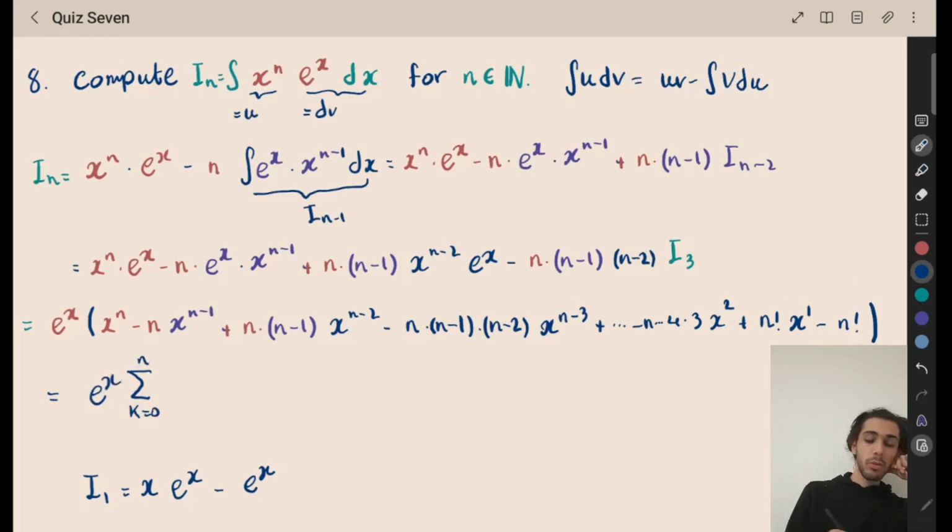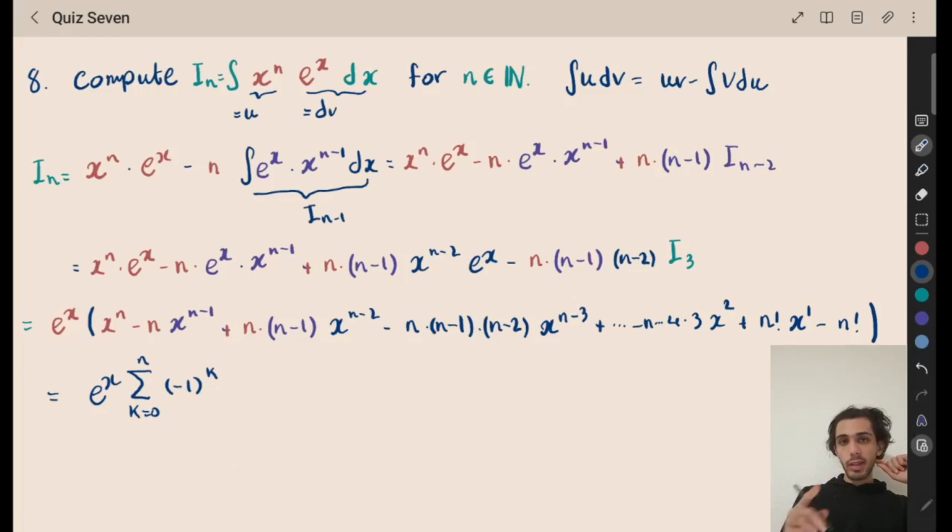E to the x is a common factor in every single term of these. And then the sign alternates with every step. The first step is positive, so k is equal to 0 is positive, k is equal to 1 is negative, k is equal to 2 is positive, and so on and so forth.